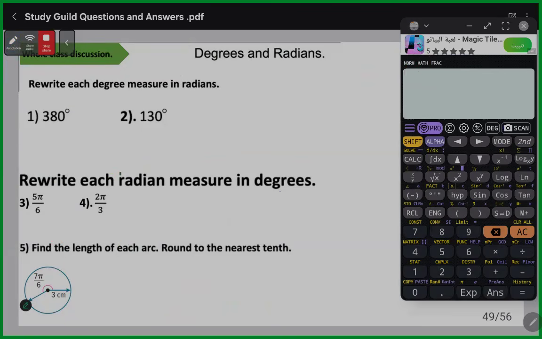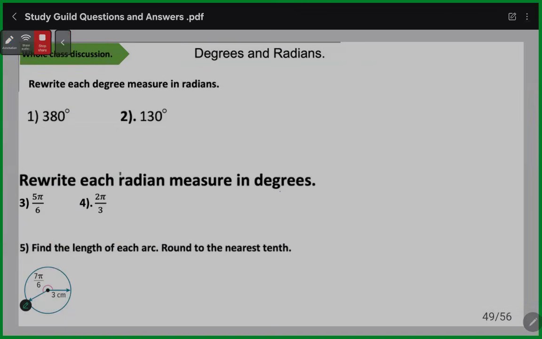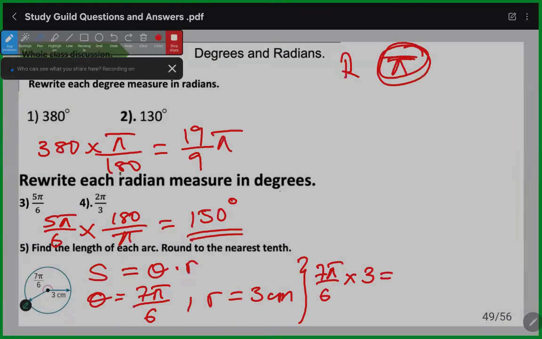So we have 7 pi over 6 multiplied by 3. So we have 10.9, or let's say 11, or 10.99. So that will definitely give us 11. So we say the arc equals 11 centimeters. So that is your answer.